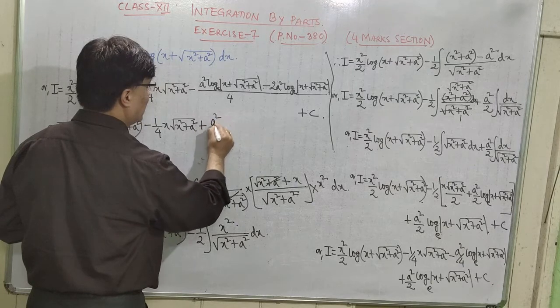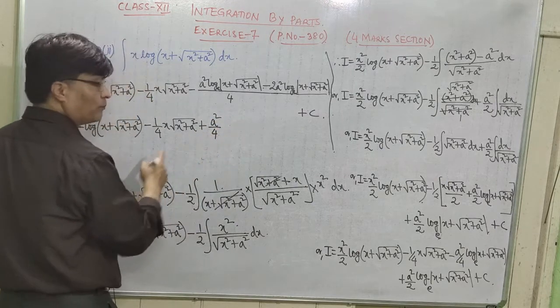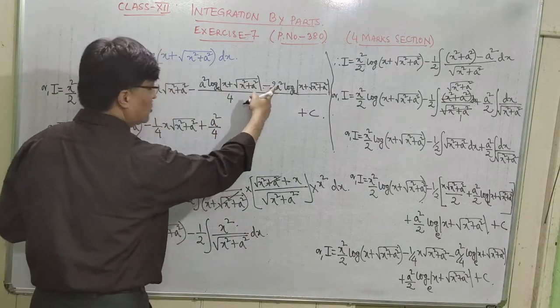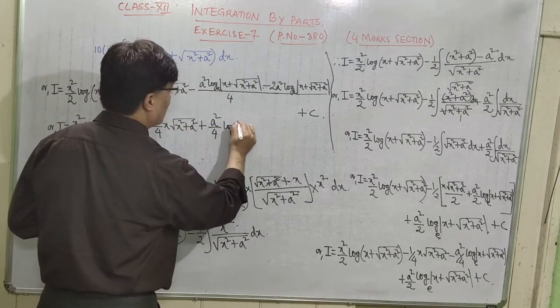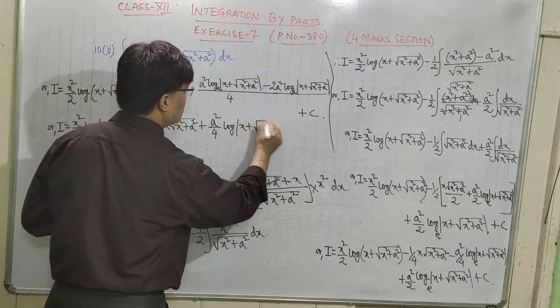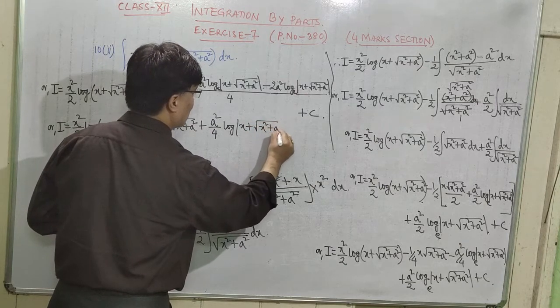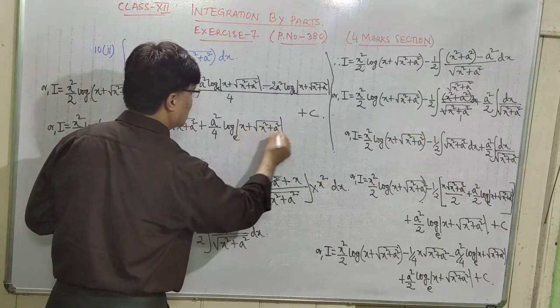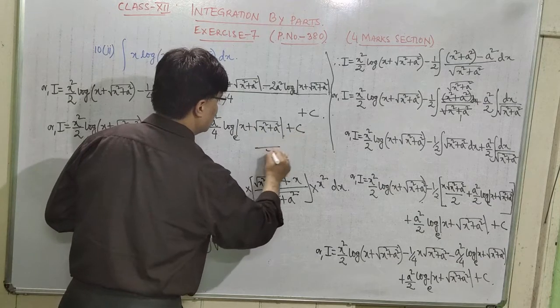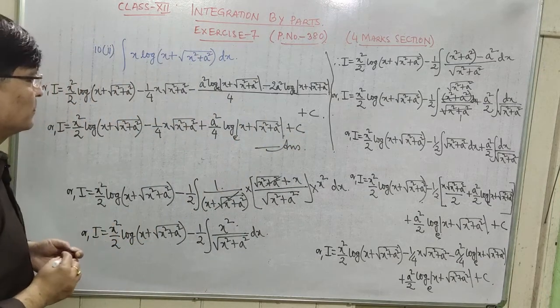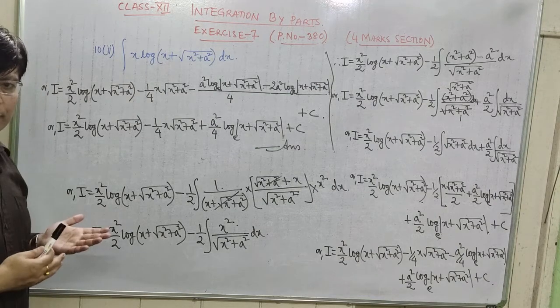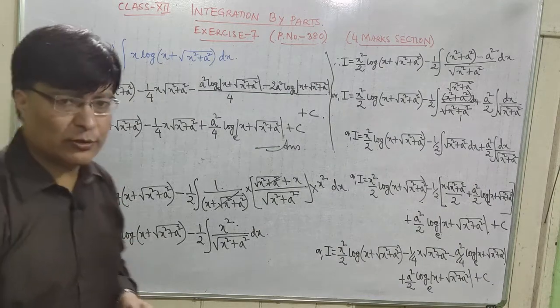So this will be a square upon 4. This will be minus sign, isn't it? So minus into minus plus. A square by 4, then log within mod x plus root over x square plus a square mod sign close, the base is e, then plus c. So this is the final answer. So I think you have understood it, so you can copy it. Now we'll do the next question.